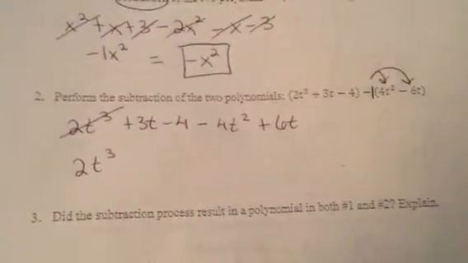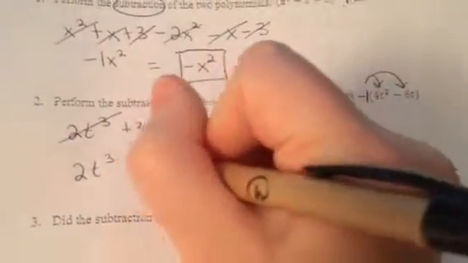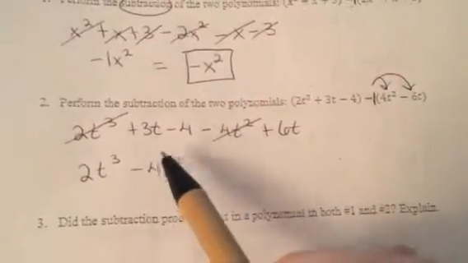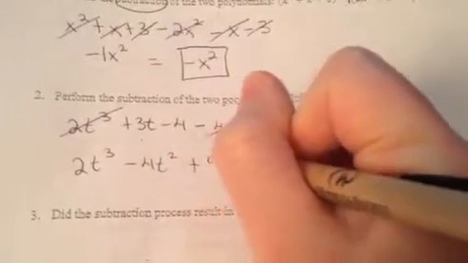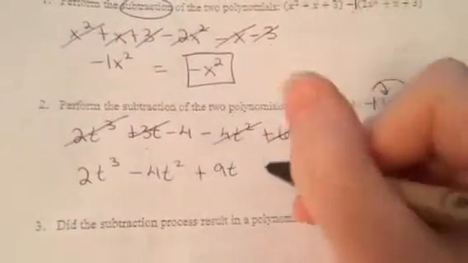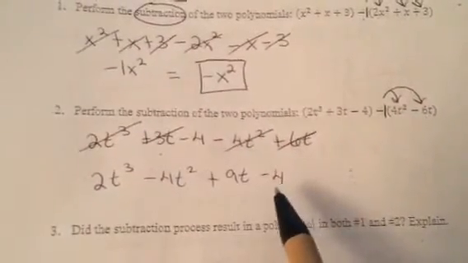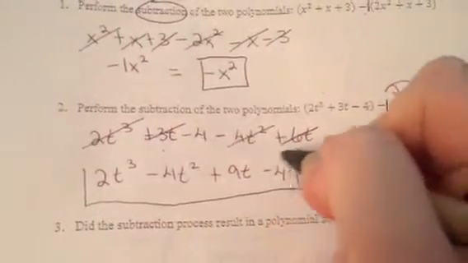I see only one t squared term. That would be negative 4t squared. So we have minus 4t squared. Cross it out. I see a 3t and a 6t. Let's combine it to be plus 9t. Cross them out. And we're left with a minus 4. We are in descending degree order. It's always important to check for that. And that is our final answer.